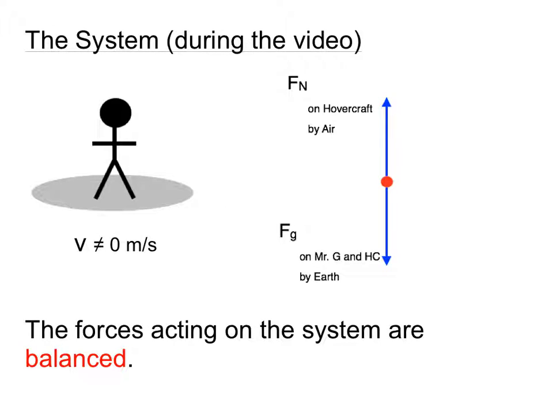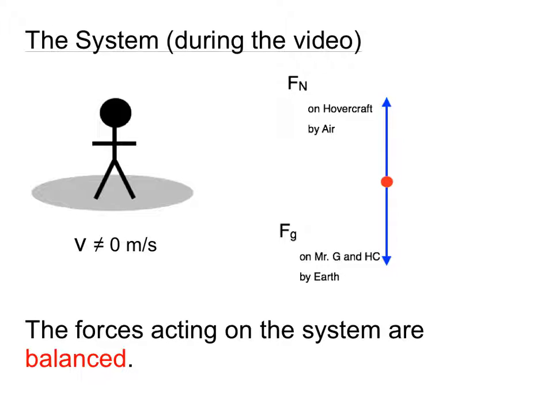Now, the reason it had to be a hovercraft was because we wanted to make sure that the object was moving while also simplifying the amount of forces acting on it. So the only way we could really do this was to find a way to get rid of the force of friction acting on the system.